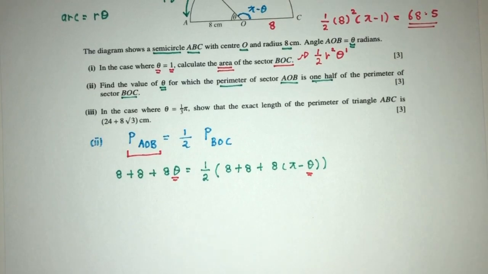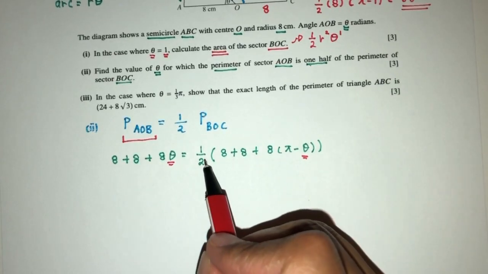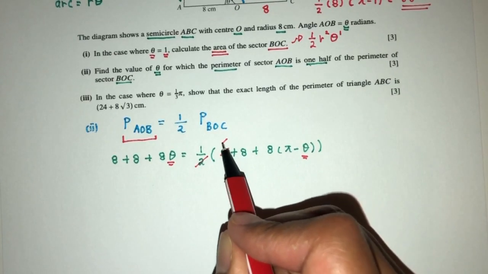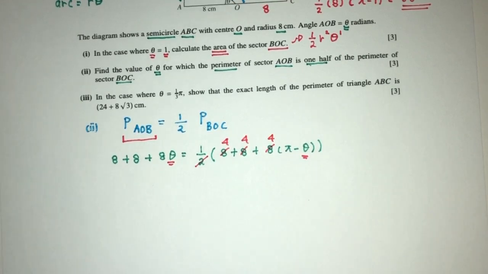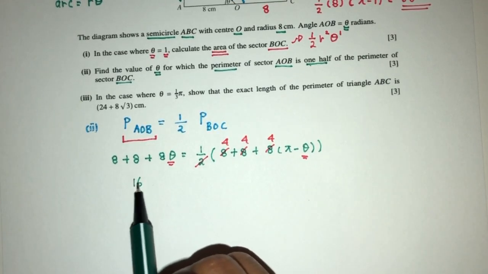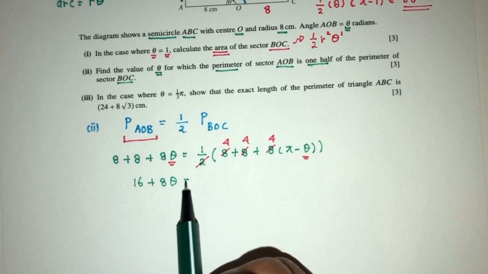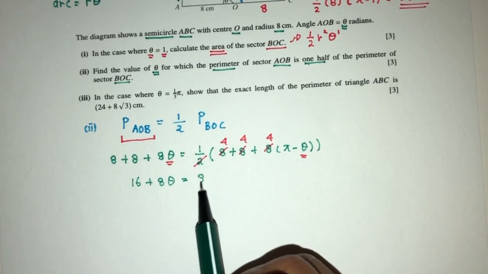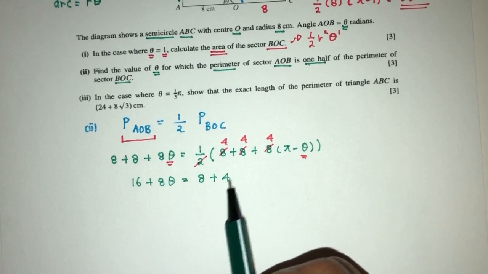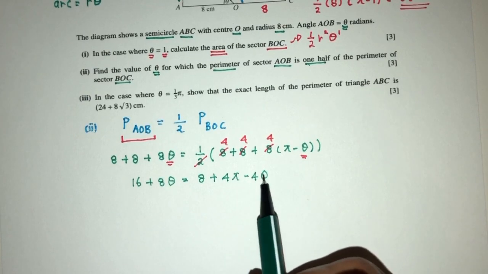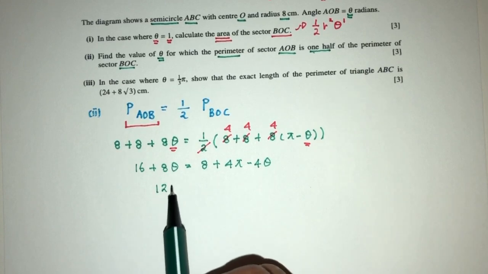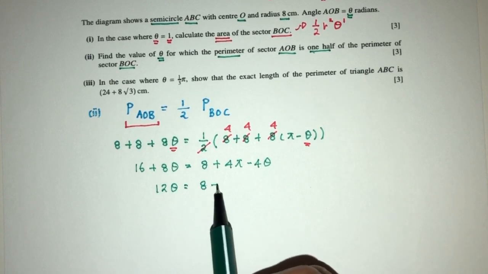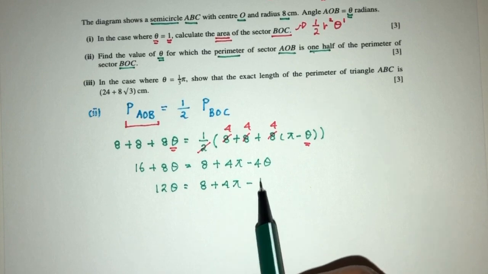So we have to make theta the subject of the formula. Now here we have a 2, so we can simplify by dividing by 2. That will be 4, 4, and 4. So you will have 8 plus 8 is 16, plus 8 theta. That will be 4 plus 4 is 8. Expand, you will have 4 pi minus 4 theta. Send all the theta to one side. You will have 8 theta plus 4 theta, that will be 12 theta. And here we have 8 plus 4 pi minus 16.